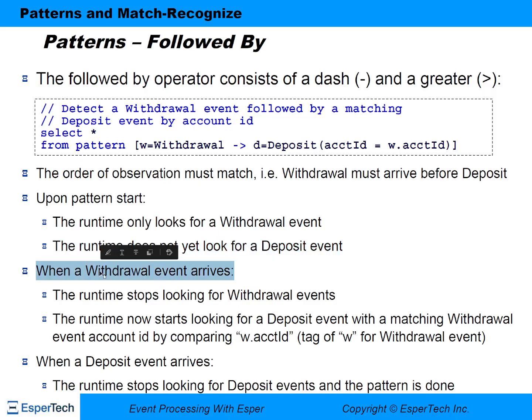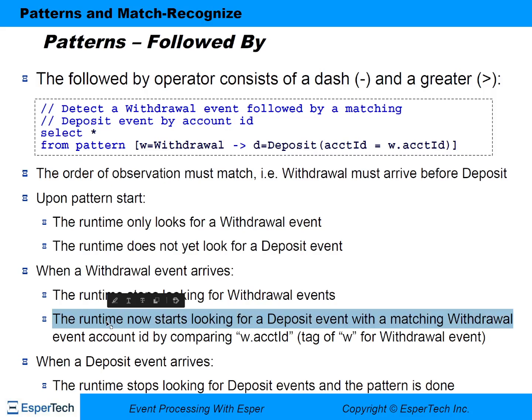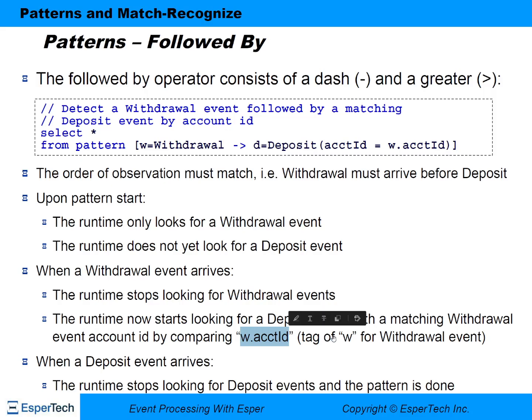When a withdrawal event arrives, the runtime stops looking for withdrawal events. The runtime then starts looking for a deposit event with a matching withdrawal event account ID by comparing W.account ID. The W is the tag name assigned to the withdrawal event. When a deposit event arrives, the runtime stops looking for deposit events and the pattern is done.